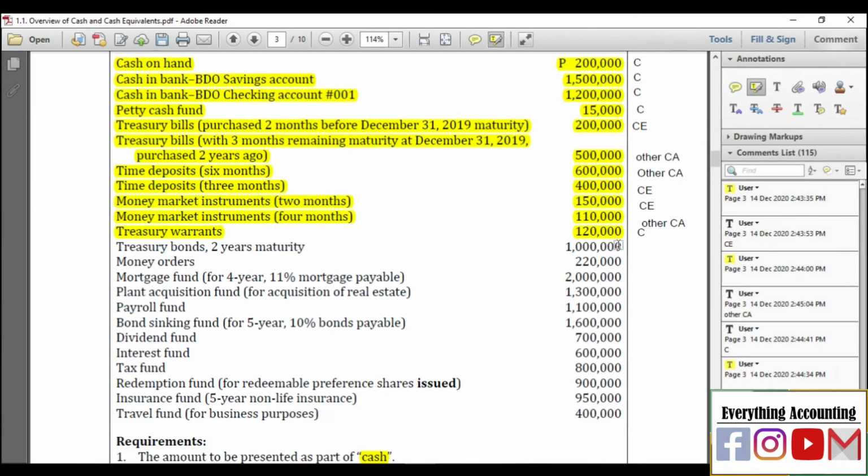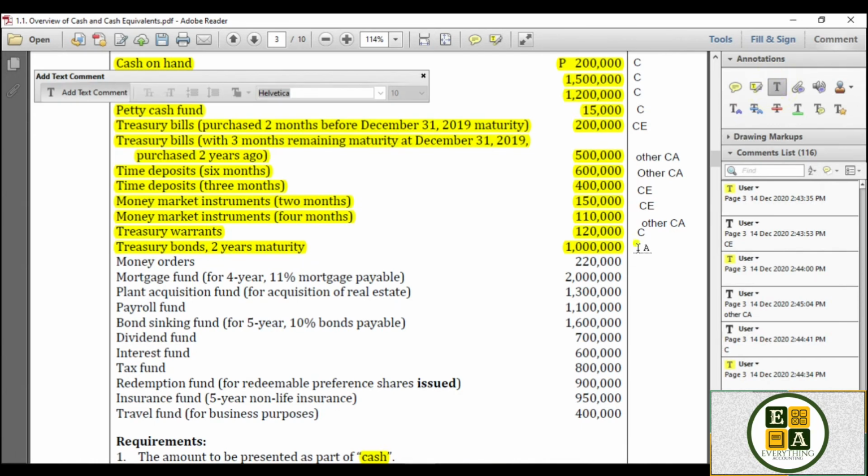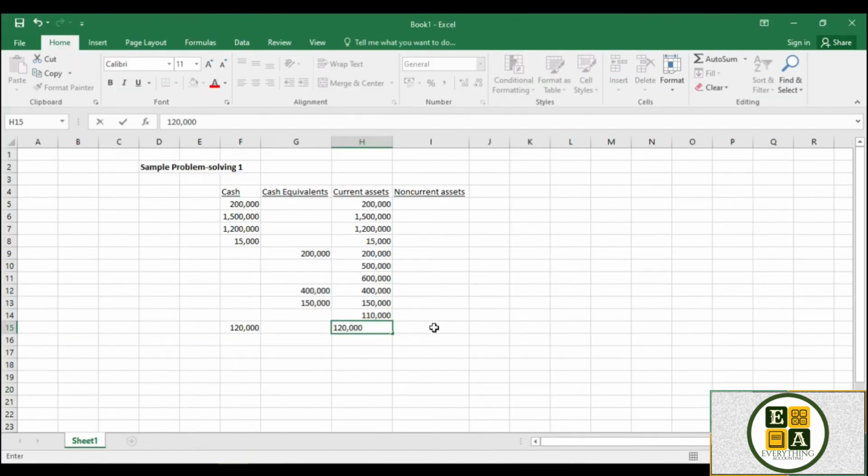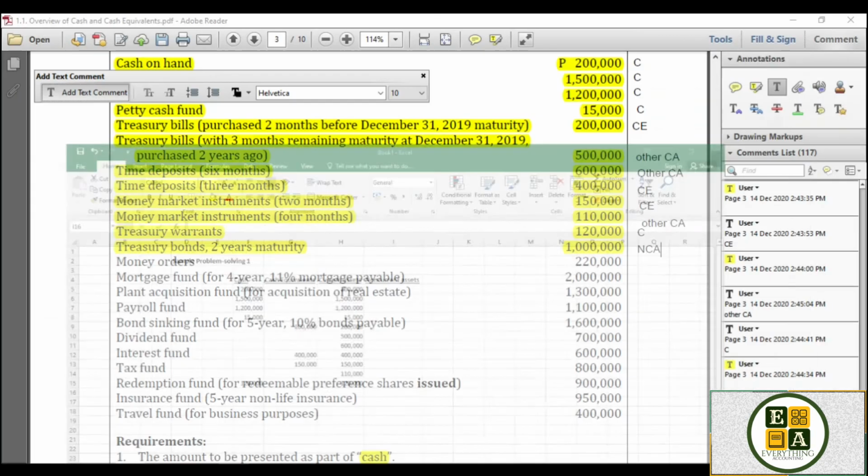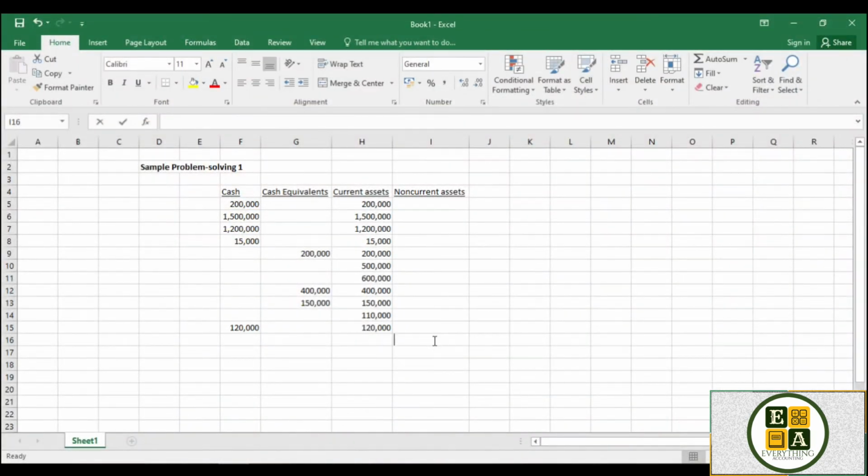The next, we have Treasury Bonds. Hindi to natin na-mention kanina. Treasury Bonds are actually investments. 2 years daw yung maturity, so hindi siya papasok either or among cash equivalents, saka current asset. Rather, automatic siya. Tawag na ito, non-current. NCA na lang. NCA, non-current asset. Okay? So, ilalagay natin siya dito sa kabila. That is 1 million. Okay. 1 million.